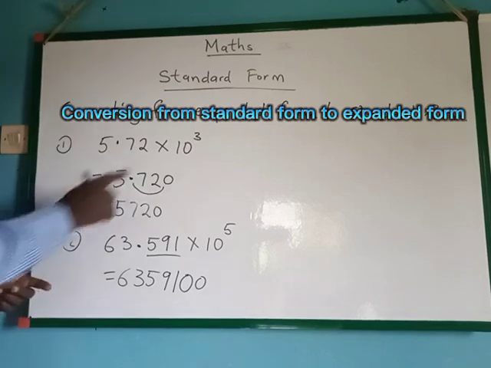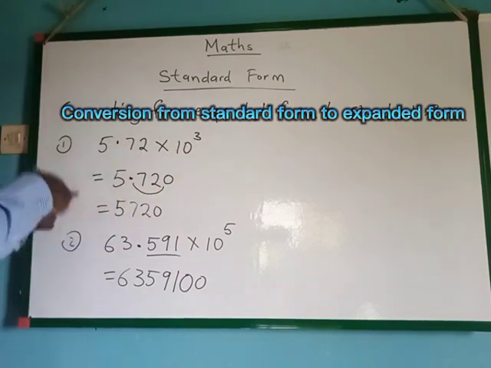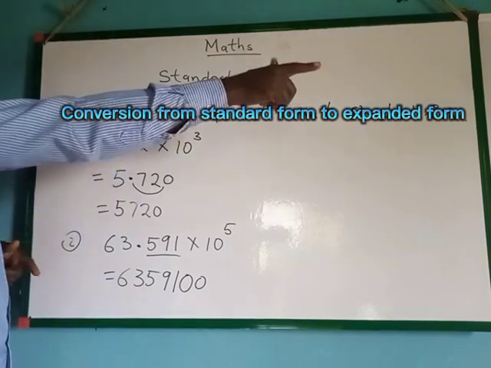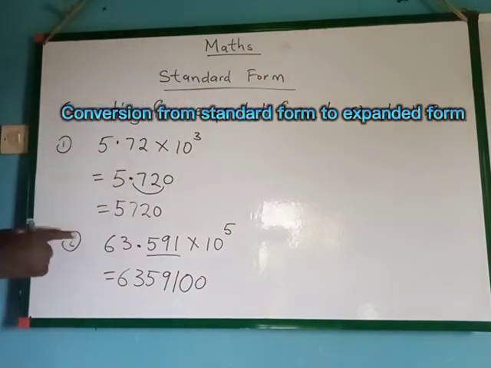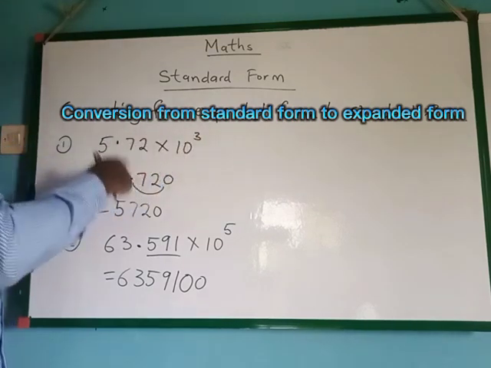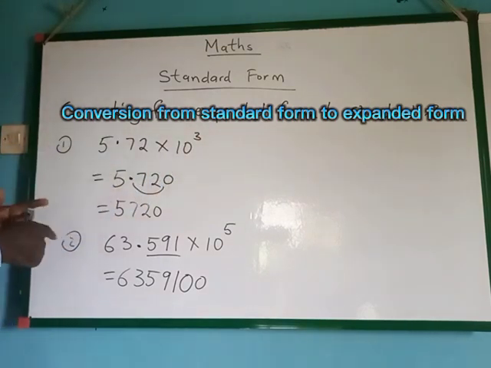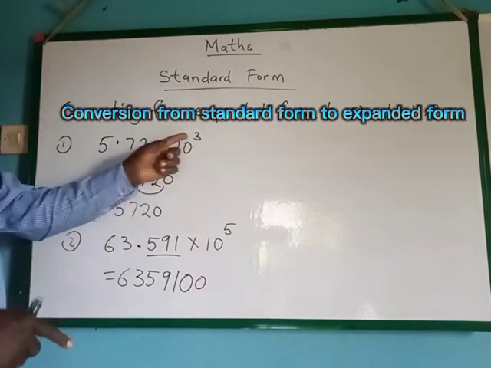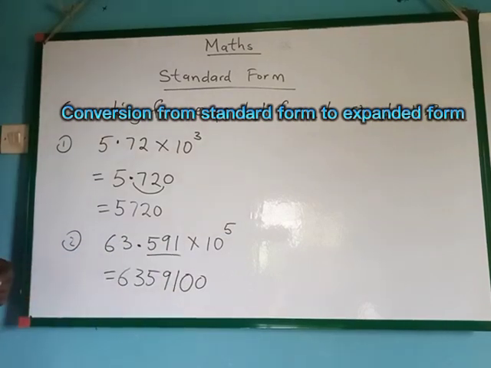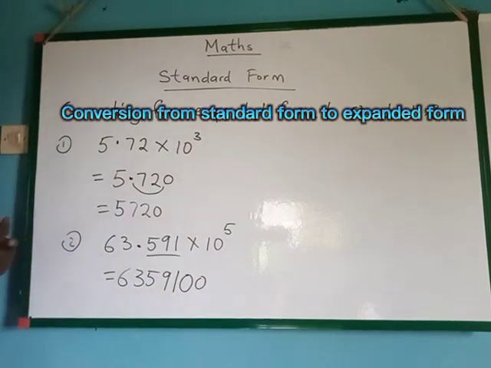Remember, when you see a positive power, meaning to change to expanded form, you must move to the right. I will repeat: if you see a positive power of 10 and you are multiplying with any number, your decimal point must move to the right, because positive is to the right of your number line. That is what you use to remember this.